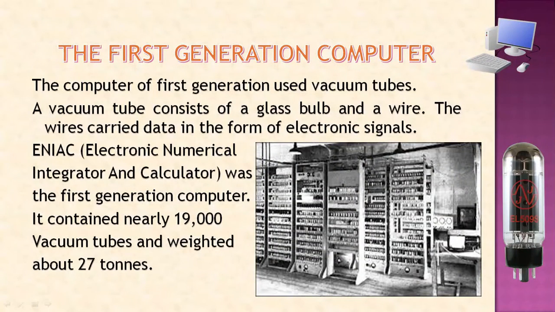The first generation computer. The computers of the first generation used vacuum tubes. A vacuum tube consists of a glass bulb and a wire. The wire carries data in the form of electronic signals. ENIAC, Electronic Numerical Integrator and Calculator, was a first generation computer. It contained nearly 19,000 vacuum tubes and weighed about 27 tons.